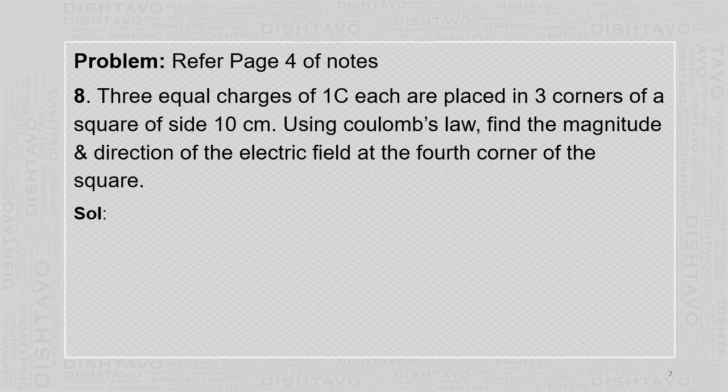So now I am solving one of the problems which is there in your notes, problem number 8. Three equal charges of 1 coulomb each, so let us say plus 1 coulomb, are placed at three corners of a square of side 10 centimeter. Using Coulomb's law, find the magnitude and the direction of the electric field at the fourth corner of the square.